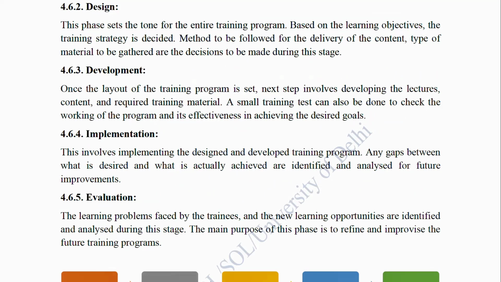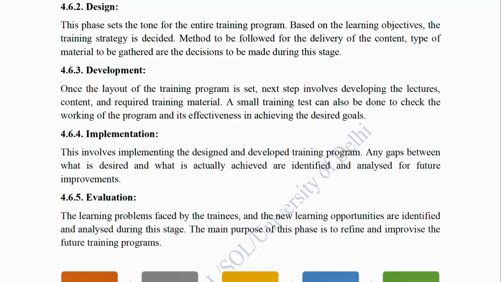4.6.2 Design. This phase sets the tone for the entire training program. Based on the learning objectives, the training strategy is decided. Method to be followed for the delivery of the content, type of material to be gathered are the decisions to be made during this stage.